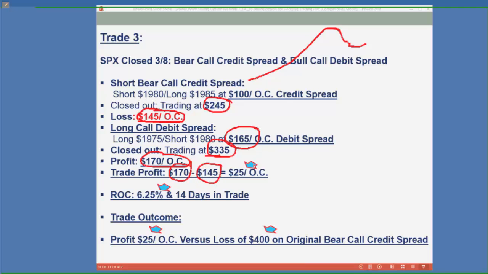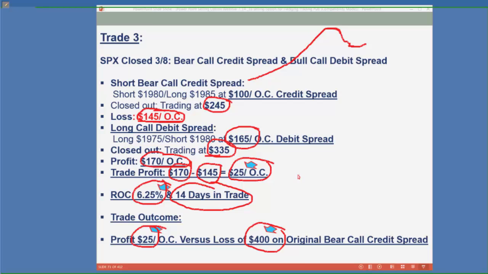Not a big deal, but the key is when you're trading, you want to manage your risk, keep your losses to a minimum, and in this case, make money. That was a 6.25% return over 14 days. So $25 profit versus a $400 loss. That's what you're looking for, and that's what you want to do when you're putting on a trade. Have a defensive plan if you're going to defend, and know what it's going to do for you in case the worst case happens. So that's how that happened.